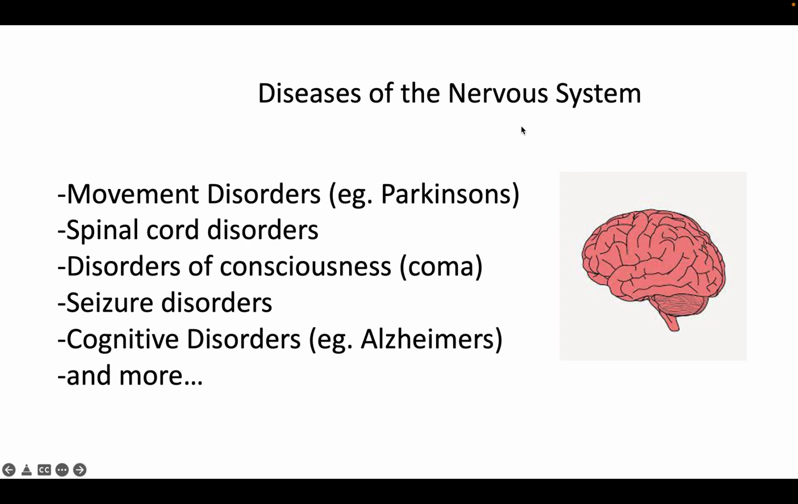Diseases of the nervous system is distinct from the one I was talking about earlier, which was mostly diseases of the mind. This one is more physical in the sense that it encompasses movement disorders, things like Parkinson's, and I imagine MS is probably in there too. Diseases of the spinal cord, disorders of consciousness, like being in a coma, seizures, things like epilepsy, and the various cognitive disorders that are more structural problems, things like Alzheimer's and dementia.